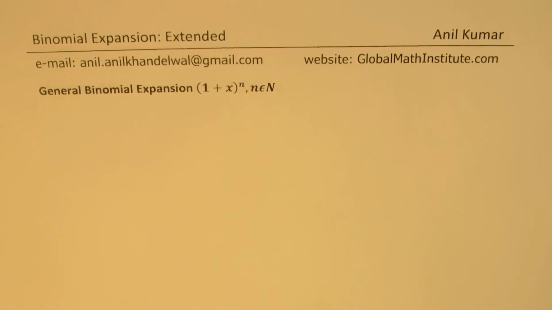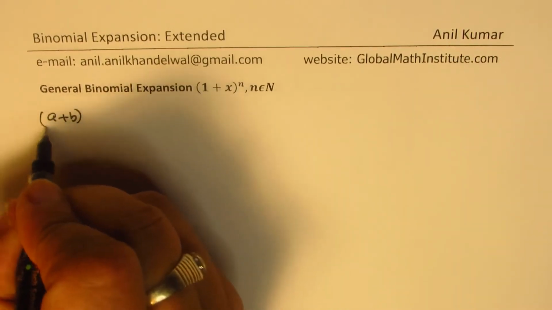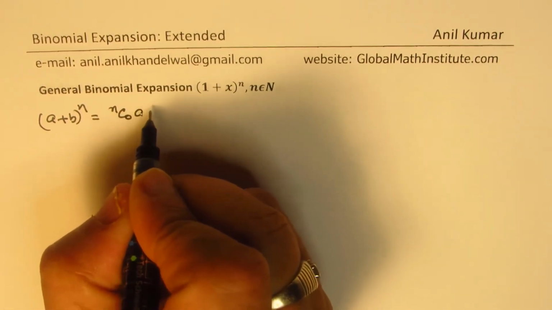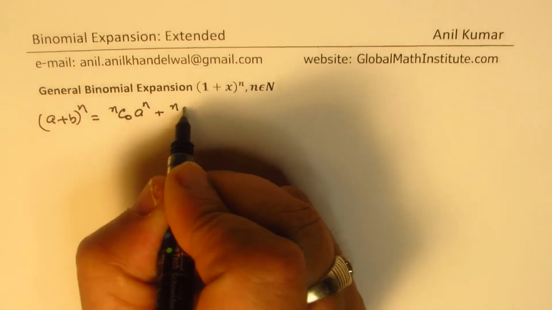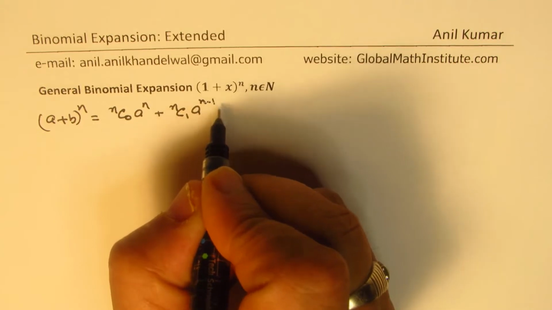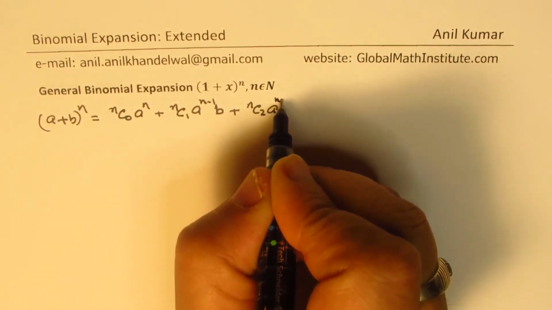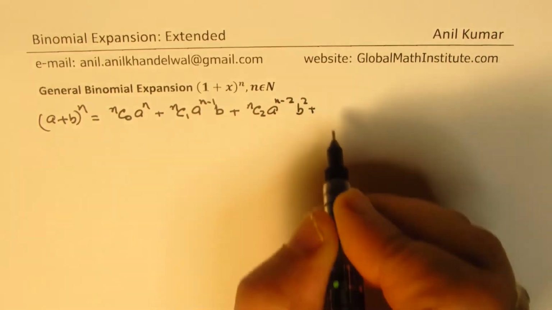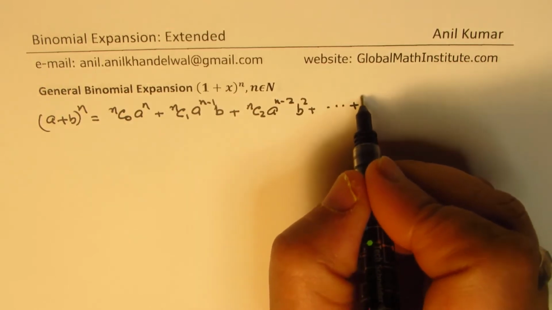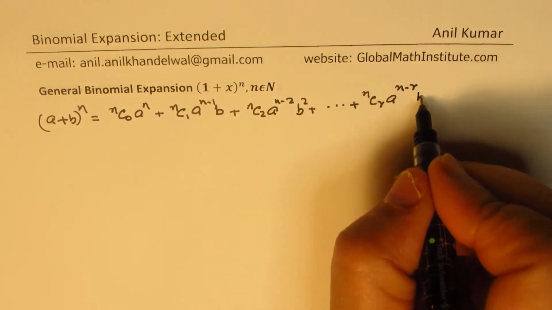So now, let us explore this particular binomial expression. What we learned earlier is that (a + b)^n equals nC0 a^n, plus nC1 a^(n-1) b, plus nC2 a^(n-2) b^2, and so on. T(r+1) is the general term, which will be nCr a^(n-r) b^r.